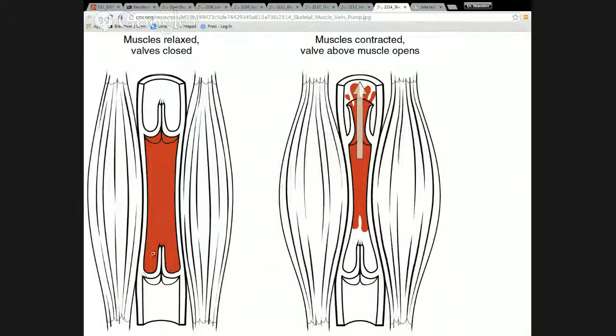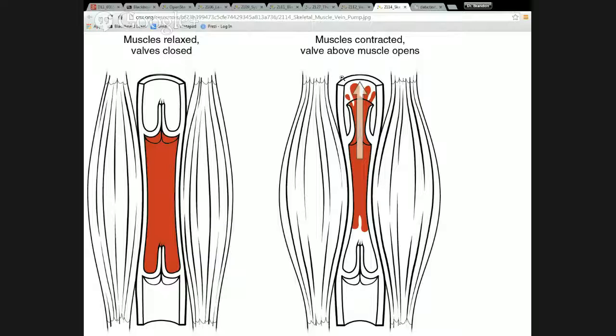Now, veins have valves in them. Okay? When they're closed, blood cannot go back through the valve. When they're open, blood can go up through the valve. Valves in veins work on the exact same principles as the valves we talked about in the heart, that they ensure that blood flows in just one direction.